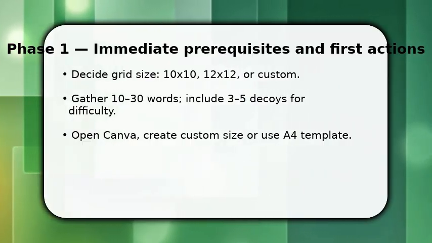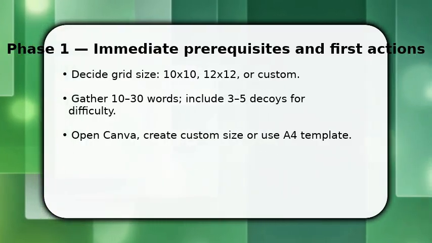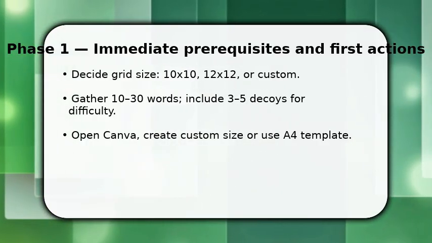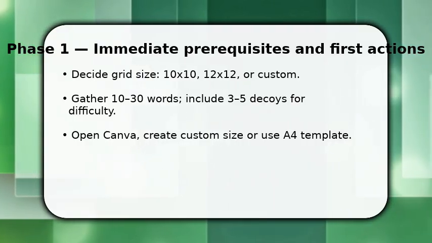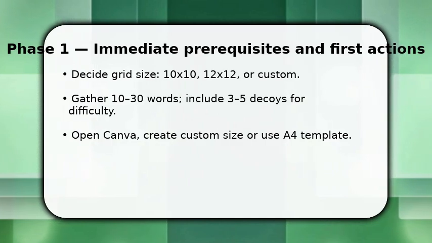Open Canva and create a custom design or select an A4 template so spacing is predictable. Next, add a square grid using lines or a table. This first step sets the layout. So align and distribute evenly before placing any letters.